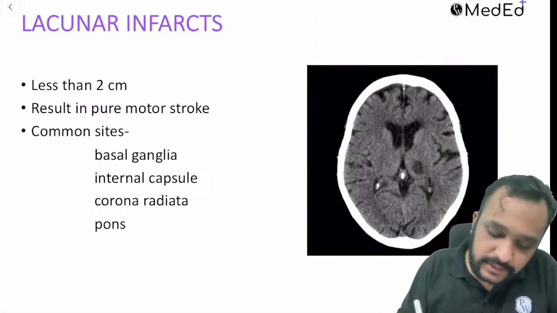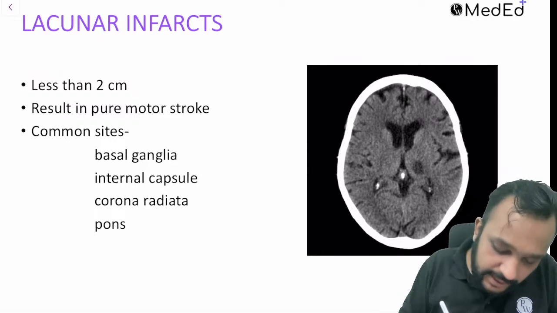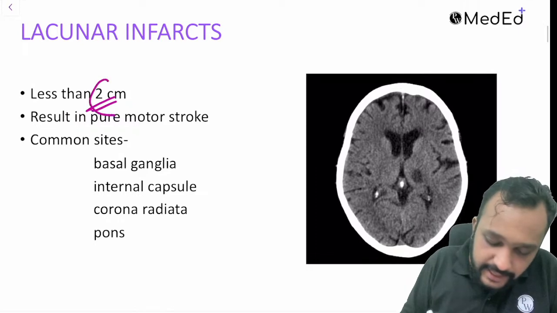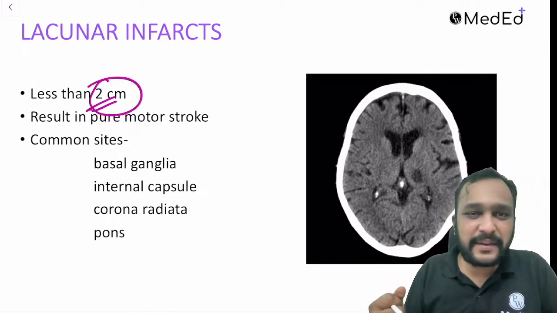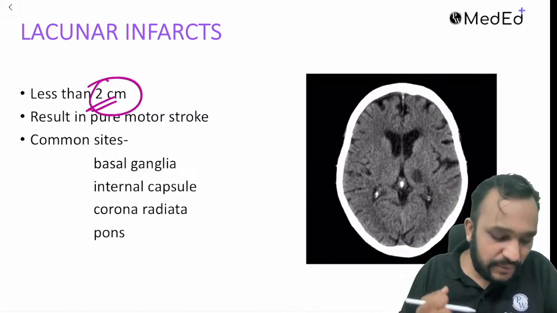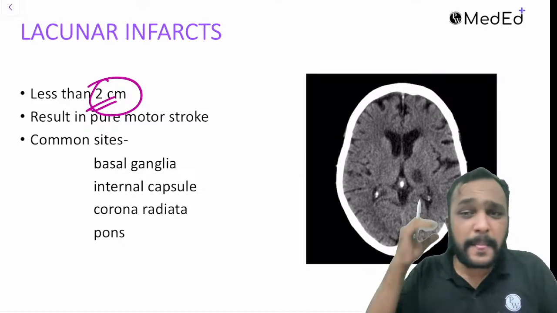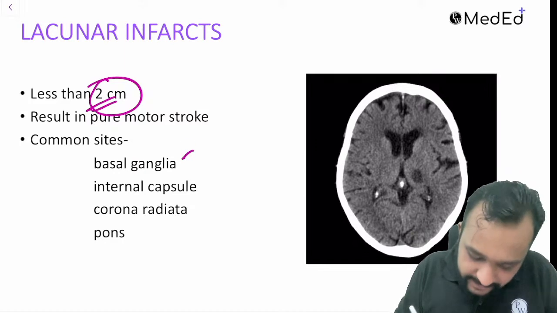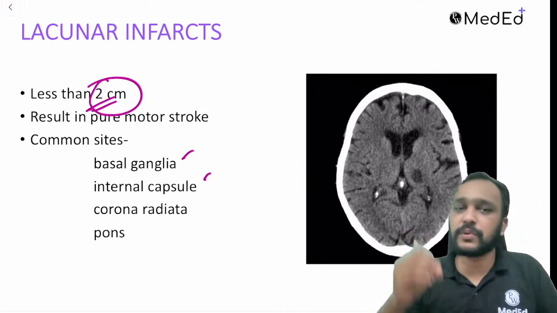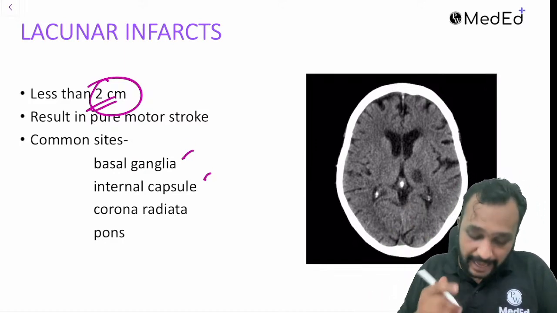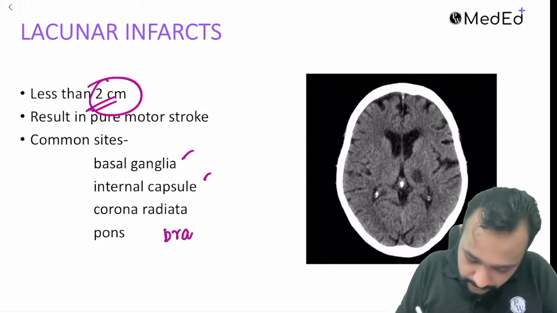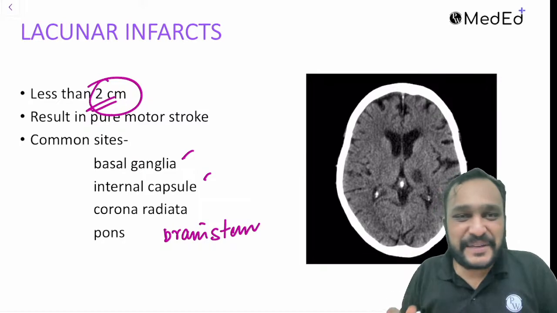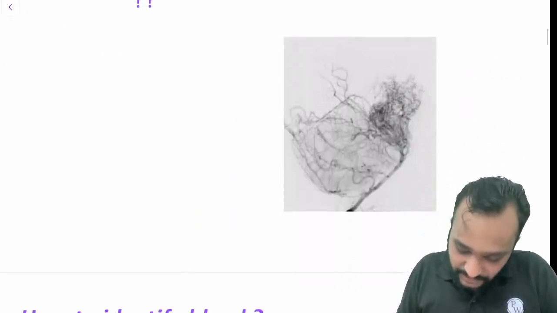And guys, a direct one-liner that can be asked is, what is lacunar infarct? Any infarct that is less than 2 centimeter in size is your lacunar infarct. What are the most common sites of the lacunar infarct? It can be basal ganglia, internal capsule, corona radiata, and brainstem, that is your pons and medulla. These are the important signs of the lacunar infarct.